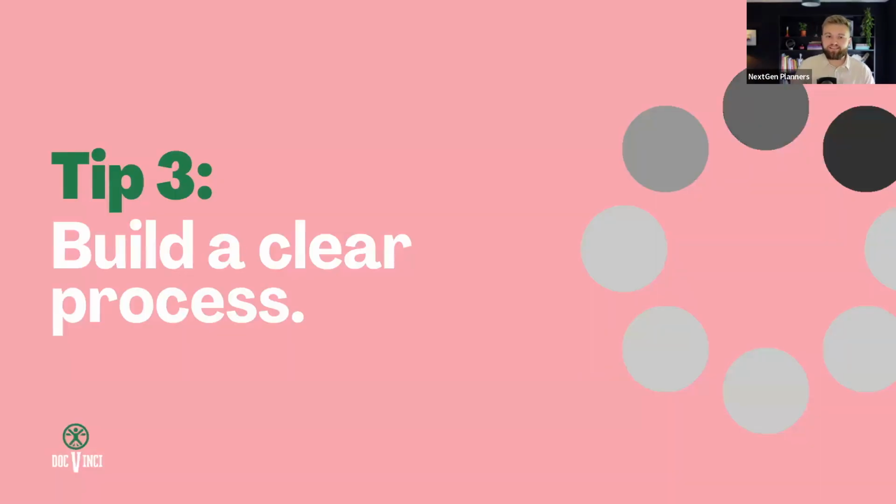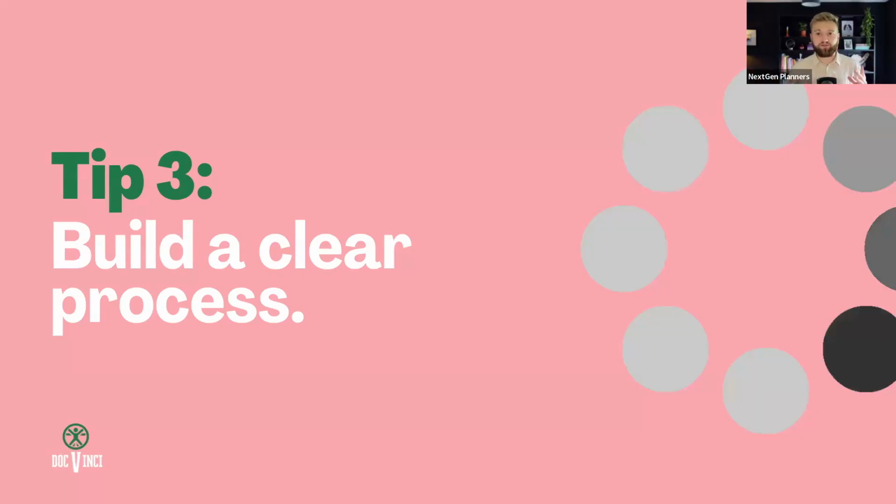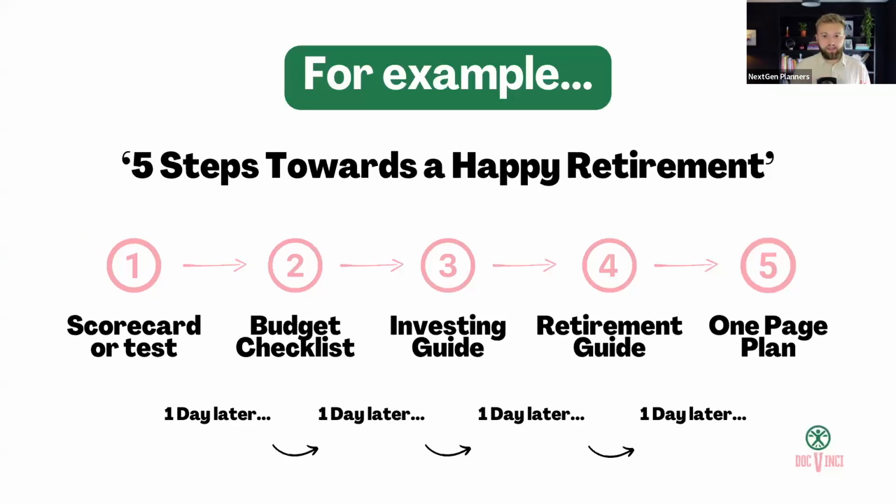So tip number 3 is to build a clear process for it. And by this, I don't mean just the technology and all that kind of stuff. I mean actually what it is that email funnel gives people. So for example here, this is built on a lot of the things that we've been doing with firms recently. And I've just come up with another title there. So 5 steps towards a happy retirement. Again, not the best name in the world, but we're looking for just getting started here.